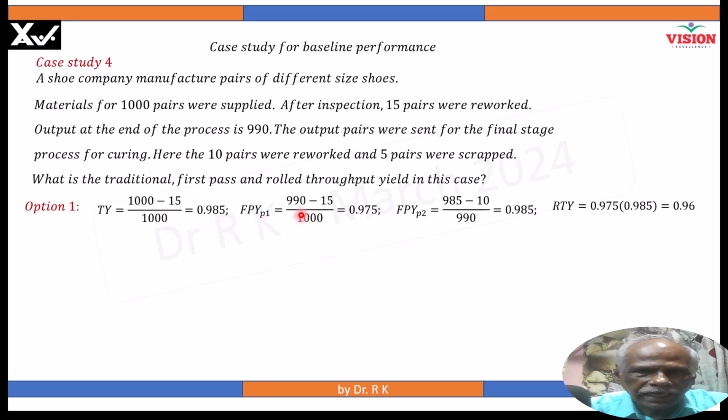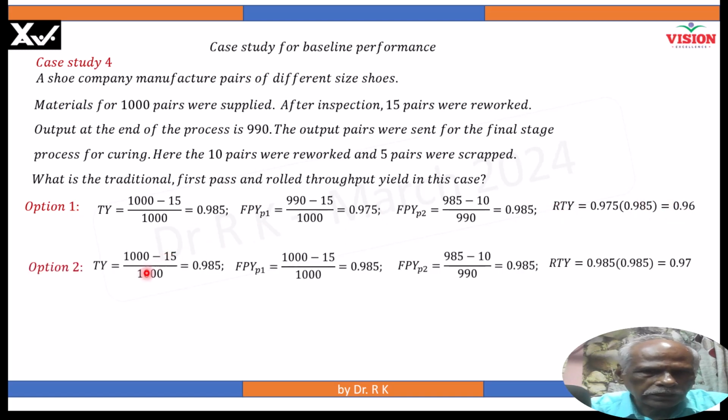First pass yield is 990 minus 15, because 990 is output, 15 rework, 990 minus 15 by 1000 is okay. First pass yield for process 2: 985 is output, we have seen, minus 10 were rework. So 985 minus 10 by input, which is 990. Therefore, that is also correct. And the product of these two is 0.96. Rolled throughput yield is 0.96. Therefore, option 1 is correct.